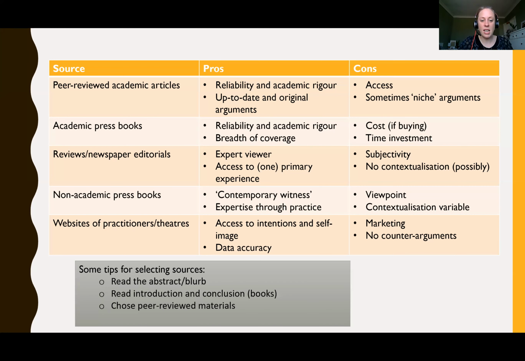So I wanted to finish this section with just a few tips on selecting sources. If you've got a lot of different pieces of work and you are asking, where do I start? Here are a few tips with that. I would recommend always starting by reading the abstract or blurb. So abstract in a journal article, blurb in a book, to get a sense of, does this sound like it's sitting in the right area for me? So just getting a beginning sense of, is this useful?